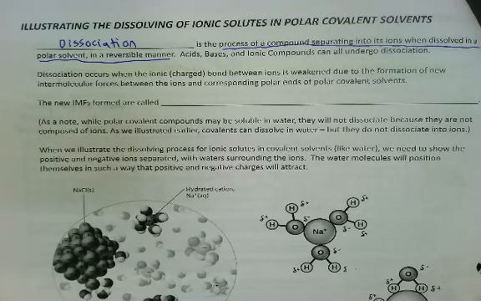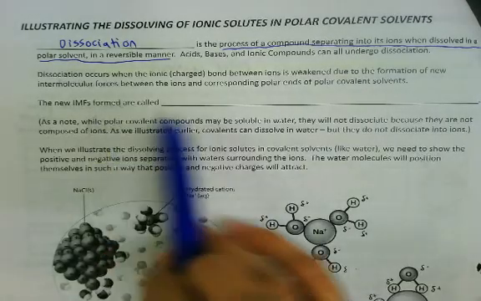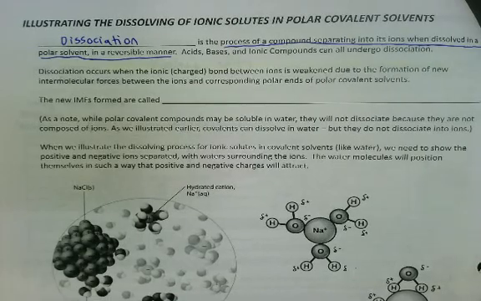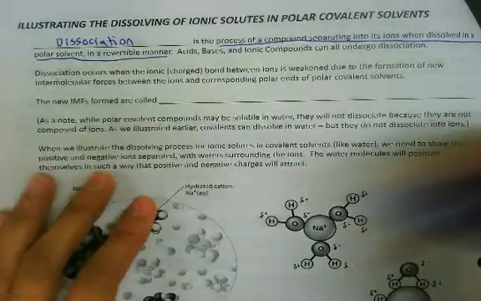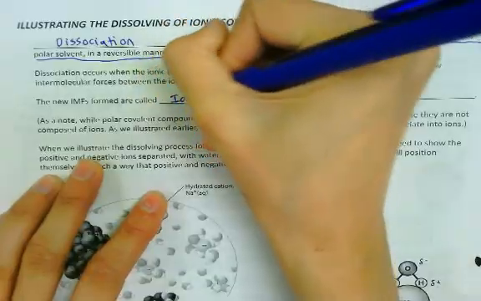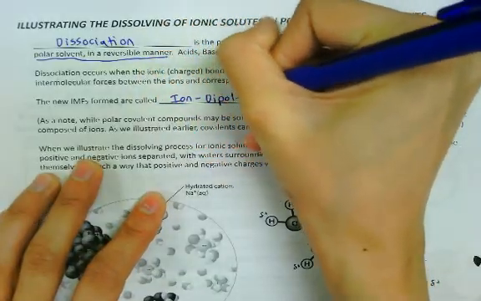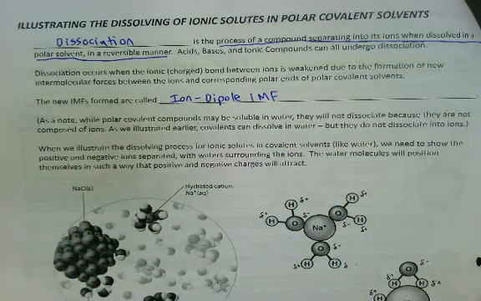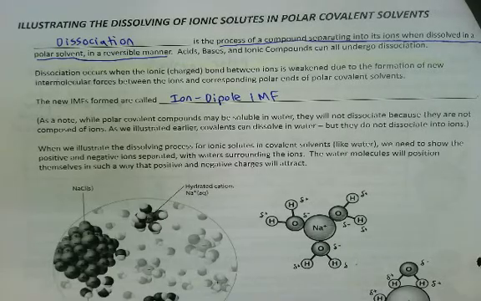Okay, so dissociation is going to happen when the bond between ions is weakened due to the formation of new intermolecular forces with the polar solvent. And so what you see is new IMFs will form. These IMFs are called ion dipole IMFs. You'll talk a lot more about IMFs when you get into AP Chem if you choose to take that. We're just going to define this as an ion dipole IMF and not go super into it beyond illustrating this dissociation process.